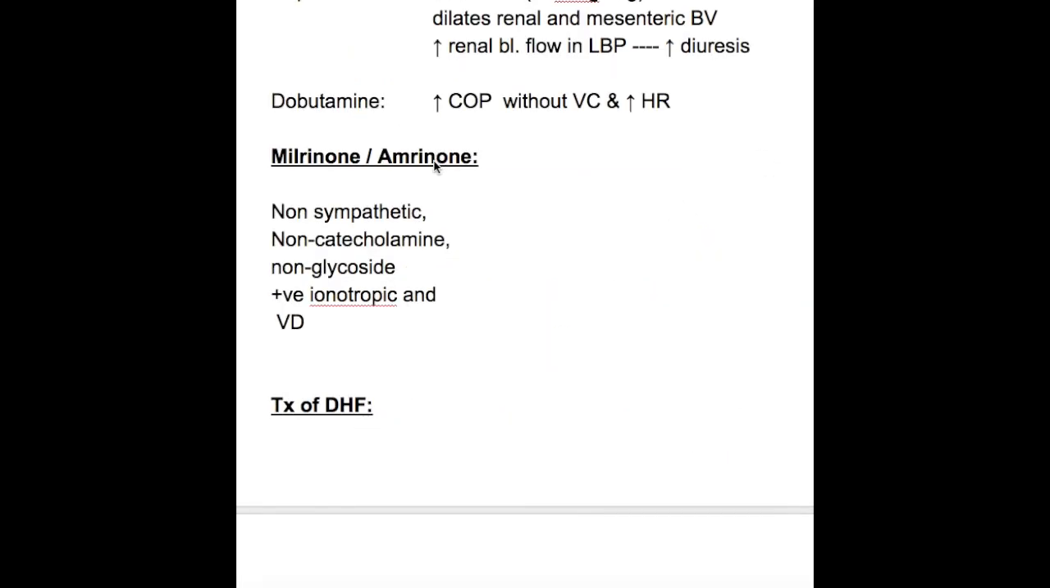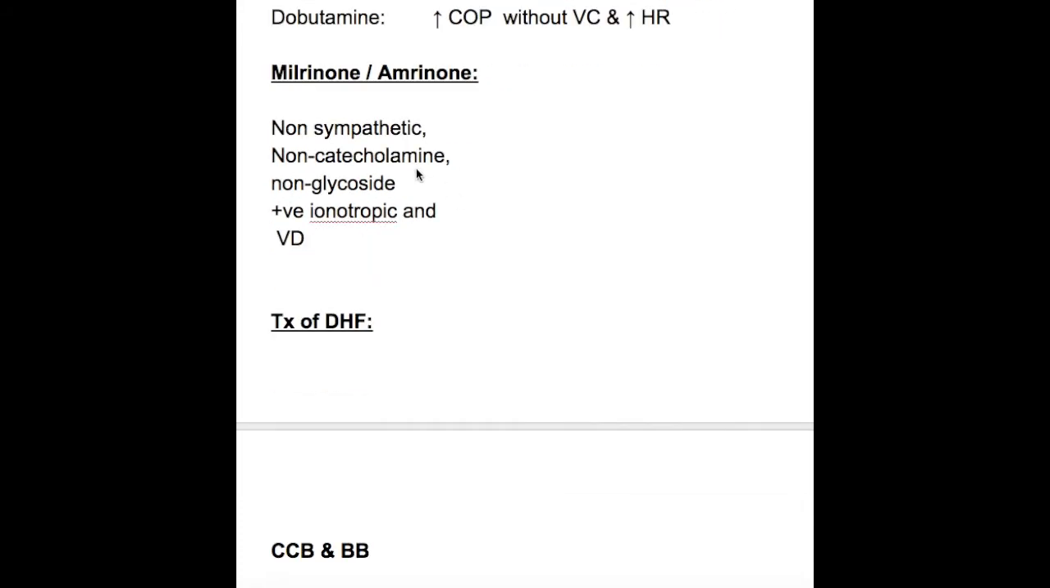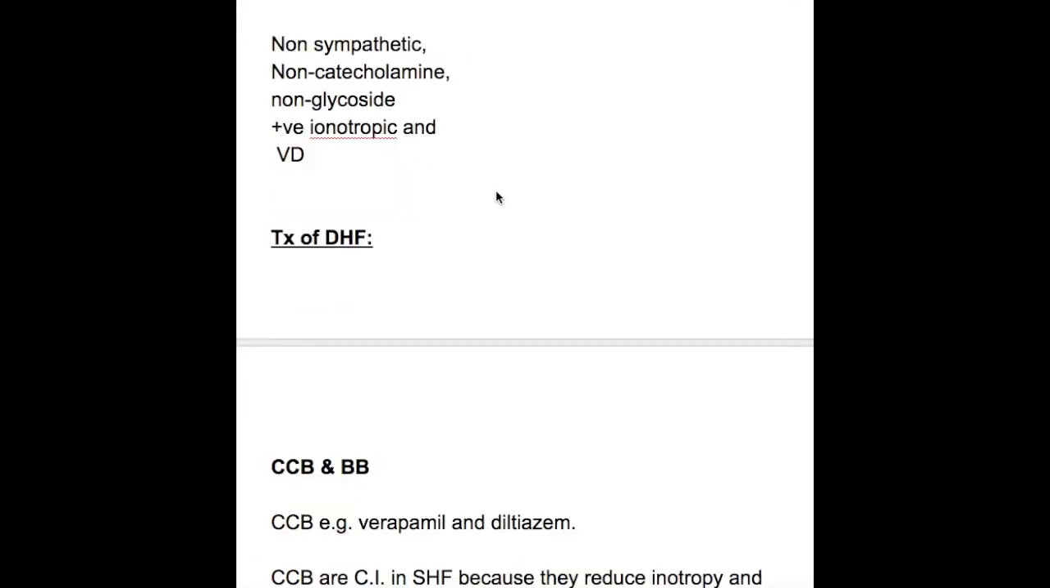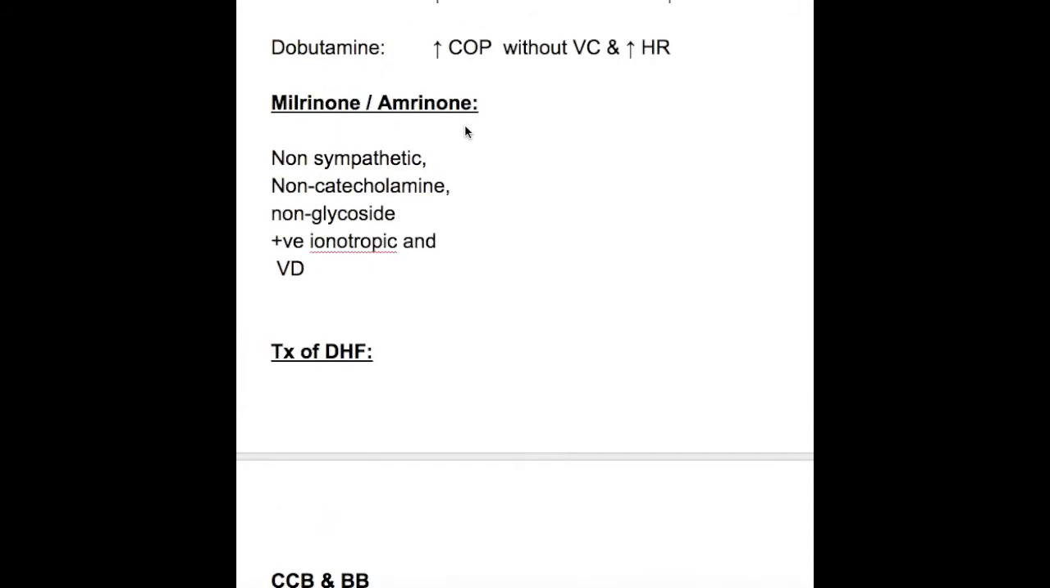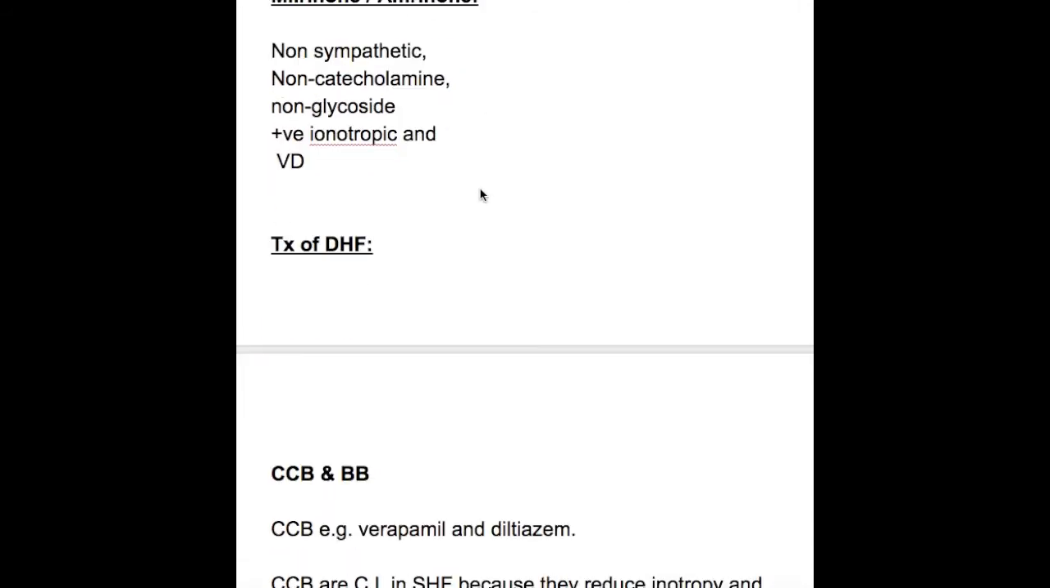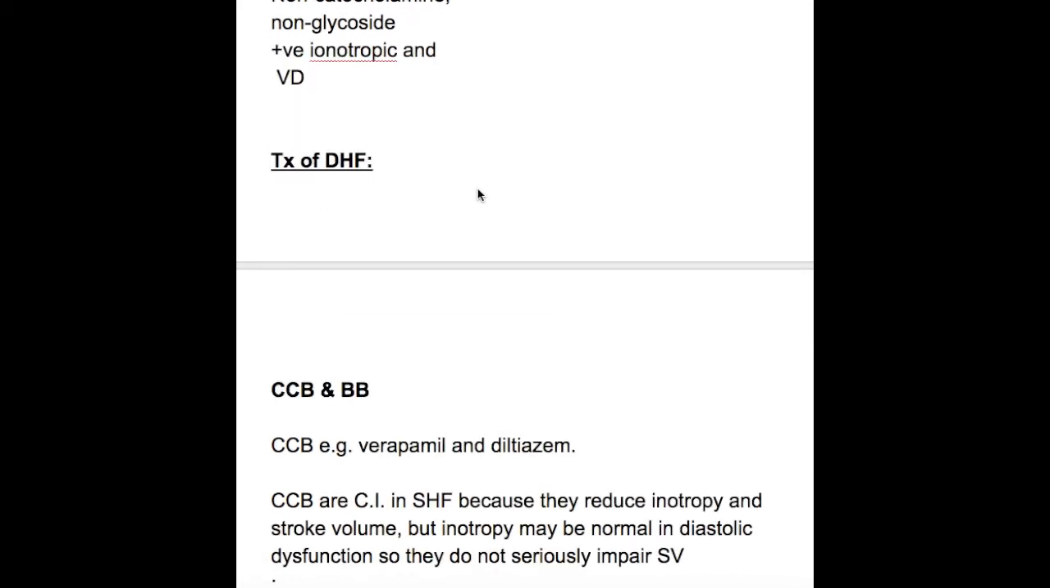So what are milrinone and amrinone? These two drugs are inotropes, but they are non-sympathetic, non-catecholamine, non-glycosidic. They are positive inotropes and vasodilators. So they are used in systolic heart failure.